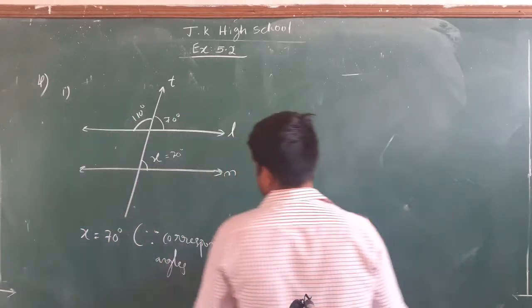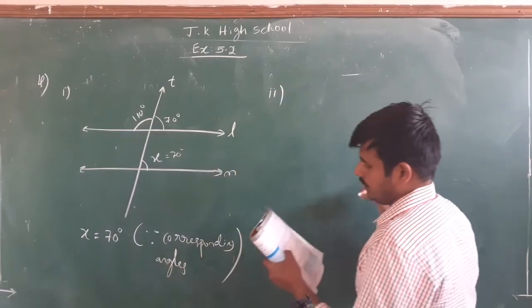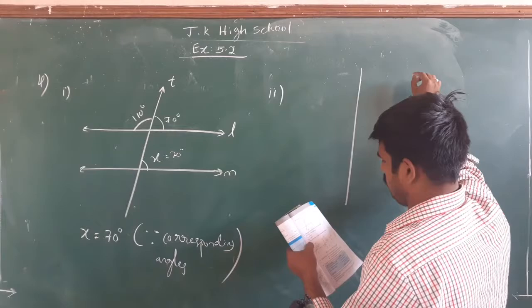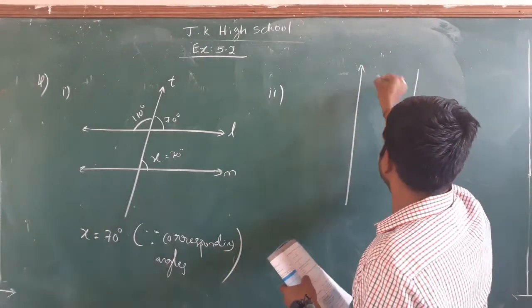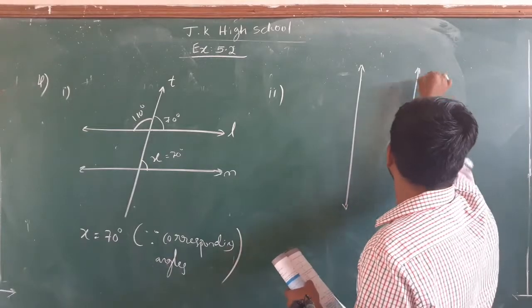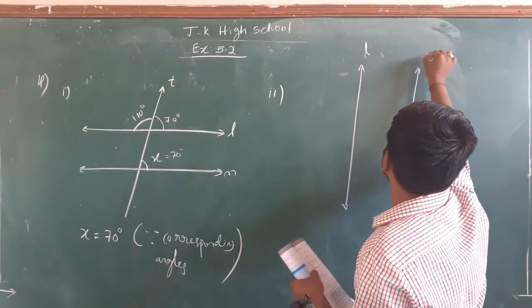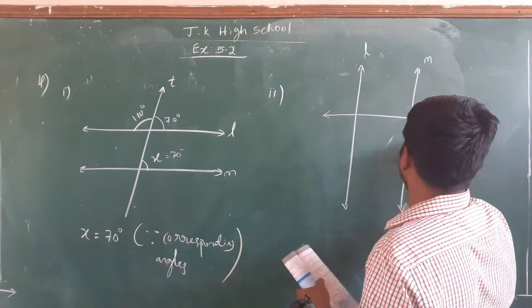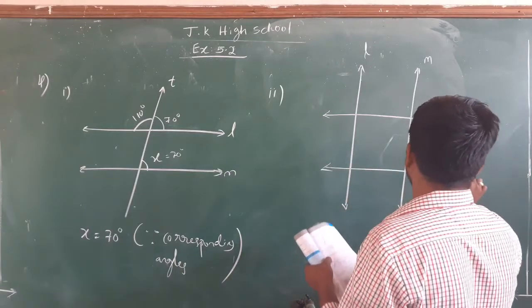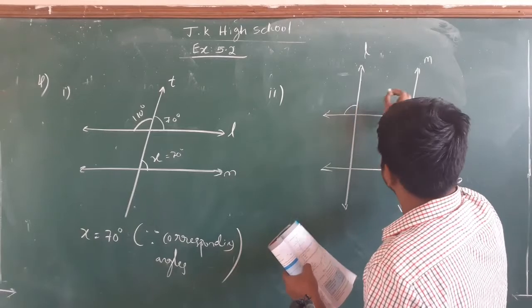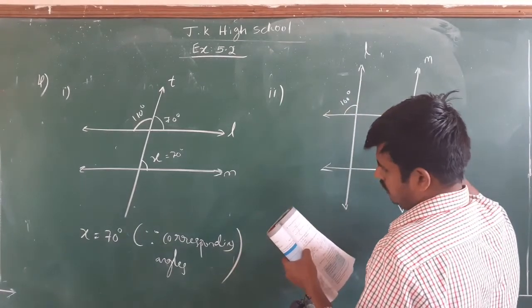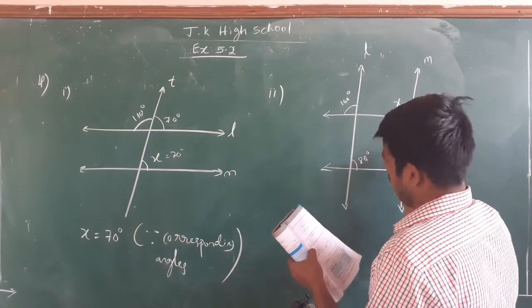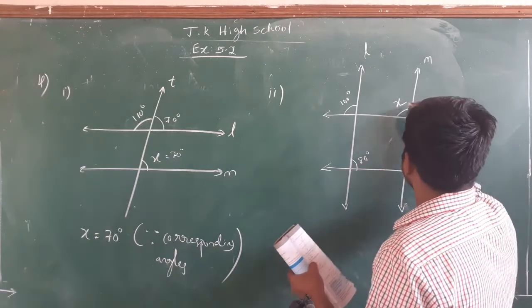Okay. Second question. Here, L, M, A and B. This one is 100 degree, this one is x, and this is 80 degree. Okay, you need to find the x value.